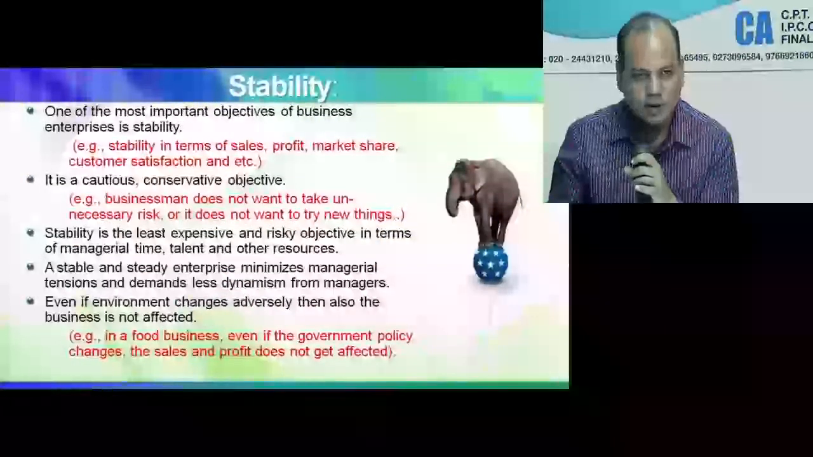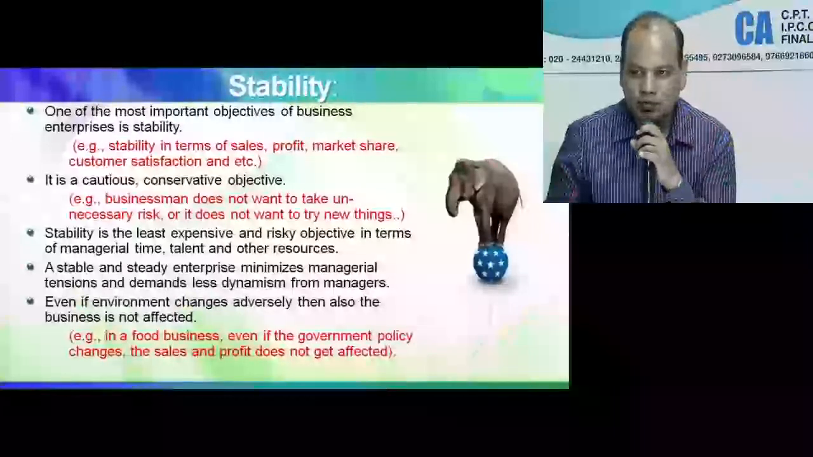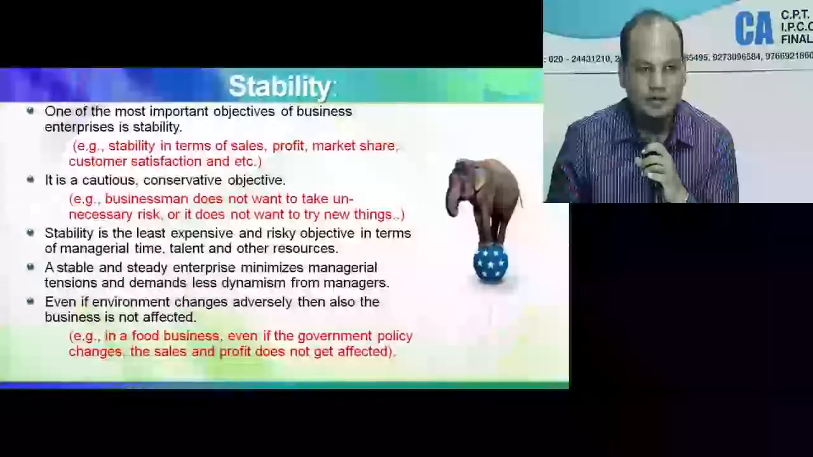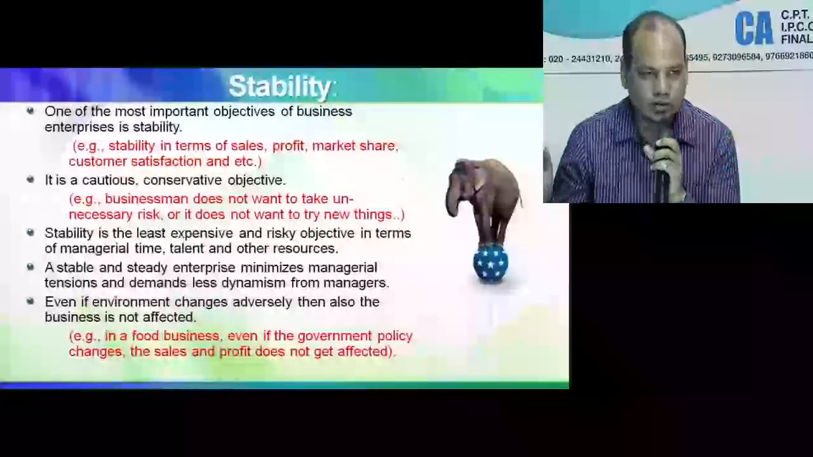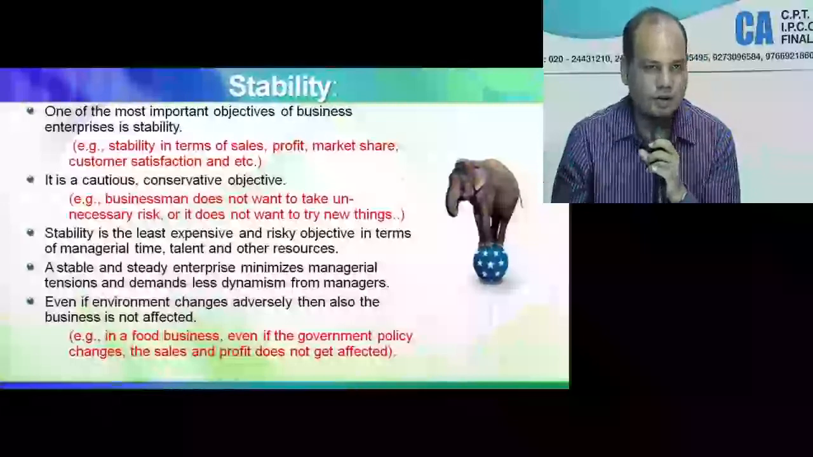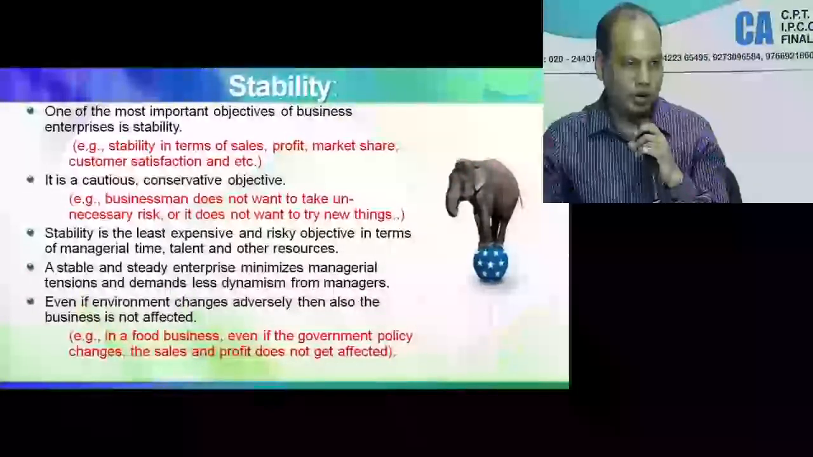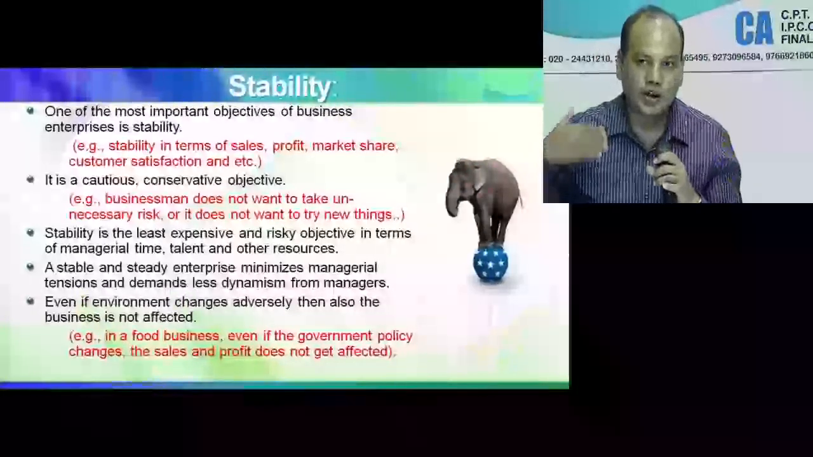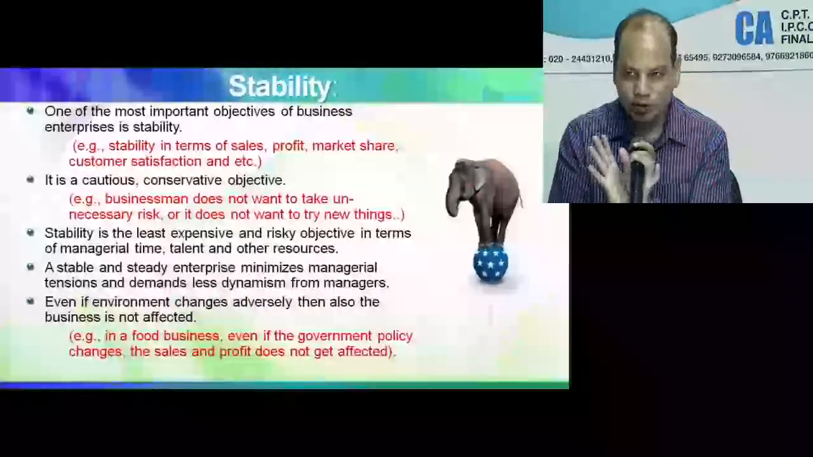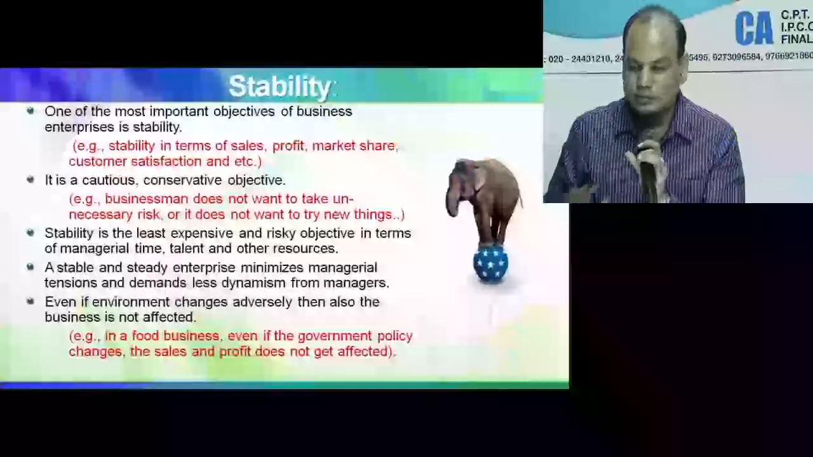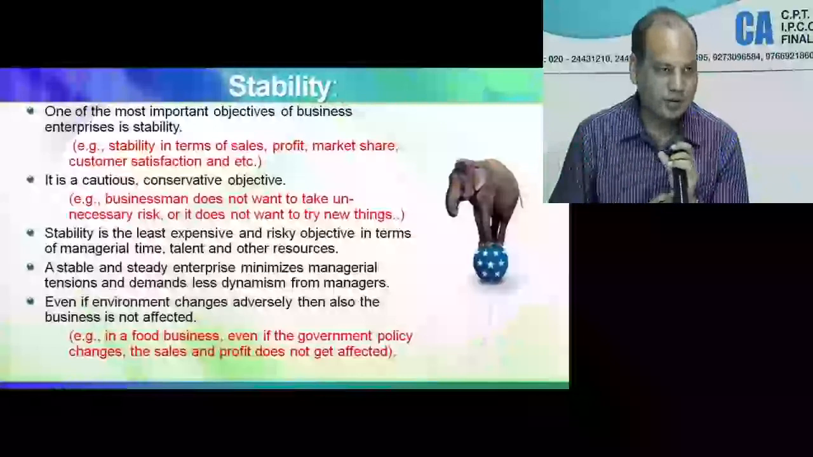Then businessman requires stability. What do you mean by stability? Stability in terms of sales, stability in terms of profit, okay, stability in terms of your customer base, so that you know that next year also I'm going to survive. Both objectives are ultimately leading to the same thing, survival. Okay. Uncertainty is to be avoided. That is what businessman wants.